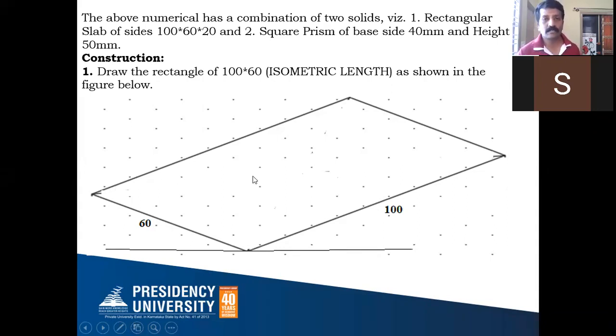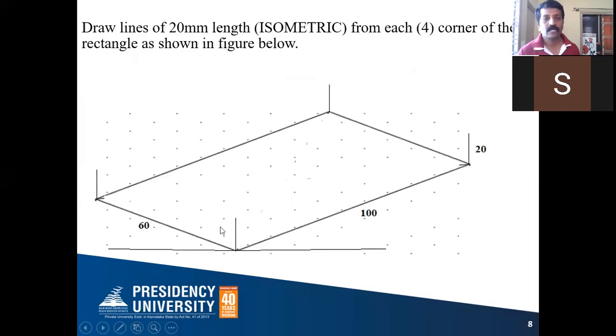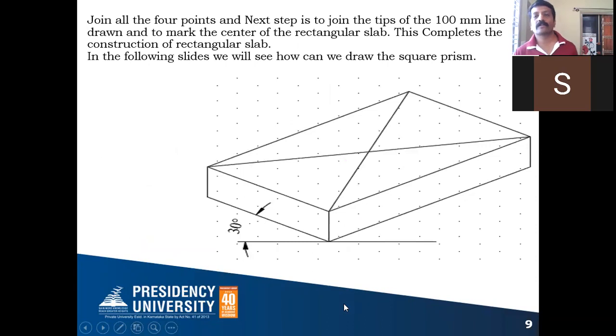So how to draw this? Let me show you here. Like this, you have to draw a 20 millimeter vertical line from all the 4 points, because this is the height of your rectangular slab. That is isometric 20 you have to draw. After drawing all the 4 vertical lines, you join these 4 points like this. So you are going to get one more rectangle like this.